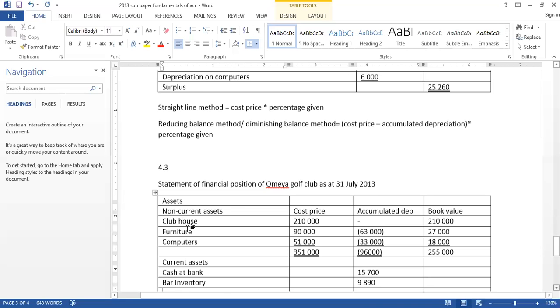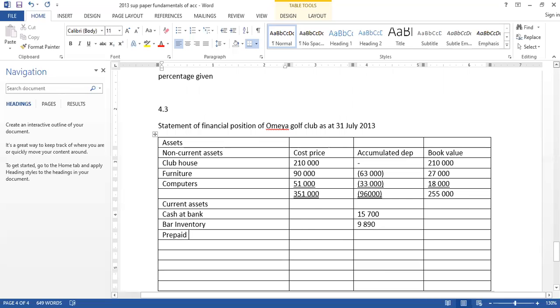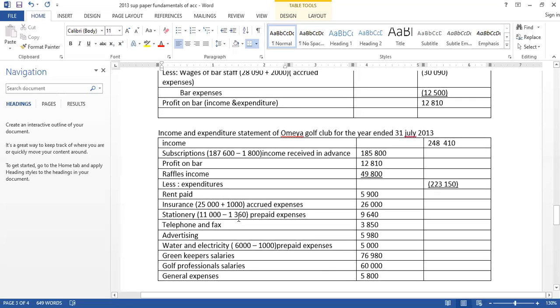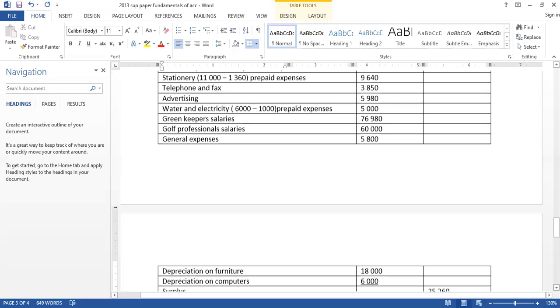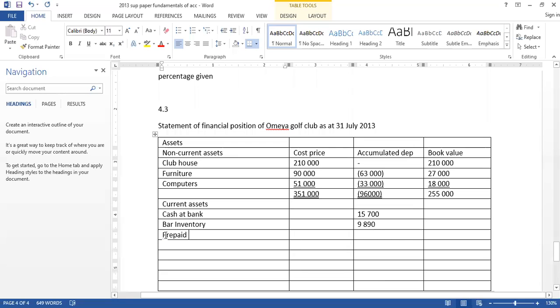Why do we need to add them together? Because there is one account, they are both prepaid expenses. But if you feel like you get confused, you can even write what is stationery prepaid. It's not a must that you add them together, so you can even write them separately. But if you write them separately, then you need to write them as follows. So first you have stationery prepaid.